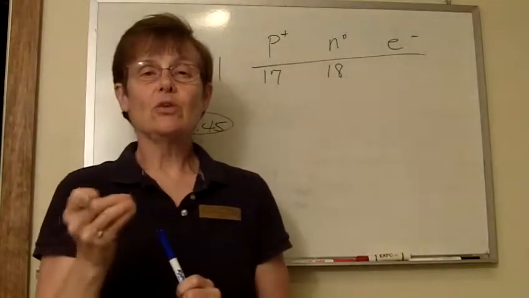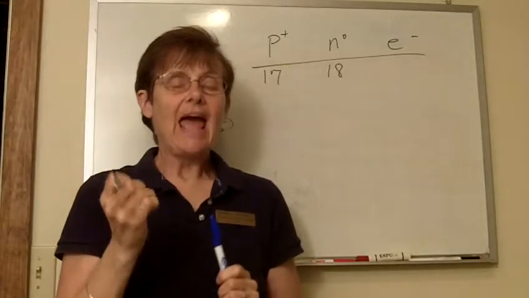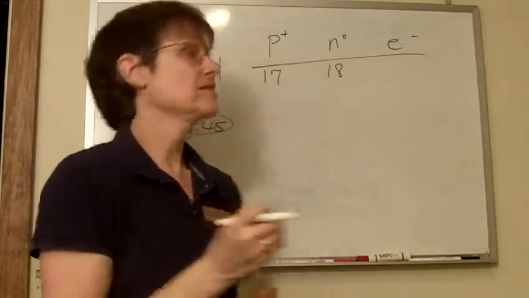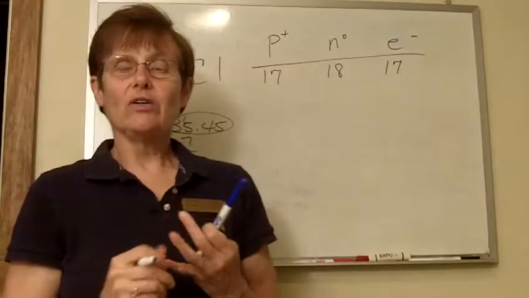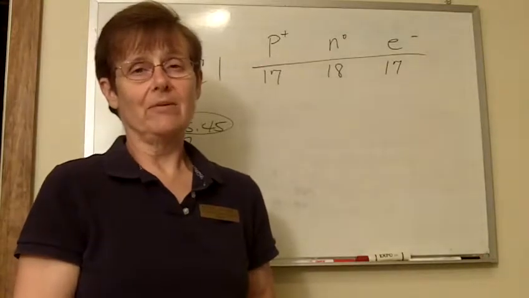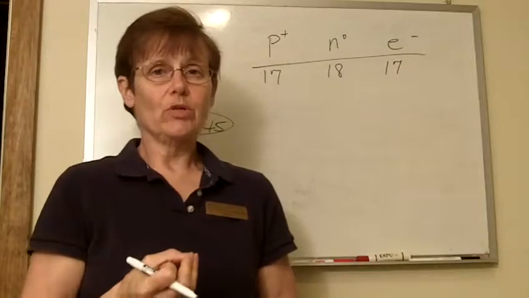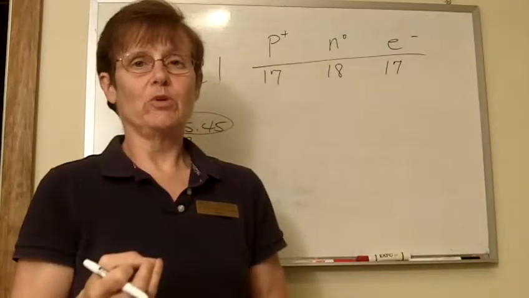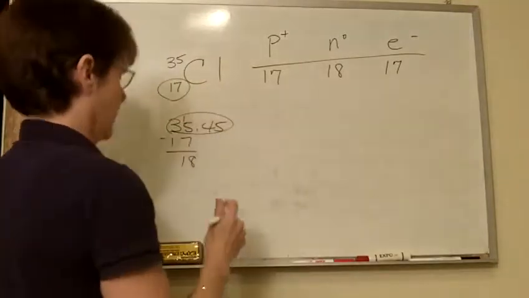Well, this is a neutral atom, so we're going to say that the number of electrons has to equal the number of protons, because a negative charge and a positive charge cancel each other out, and so we'll end up with a neutral atom. So whenever you're told that you have a neutral atom, you know that the protons and electrons are there in equal numbers. But what if you don't have a neutral atom?